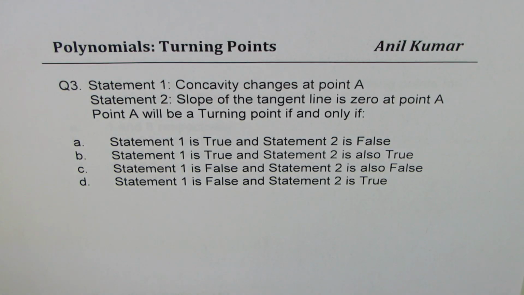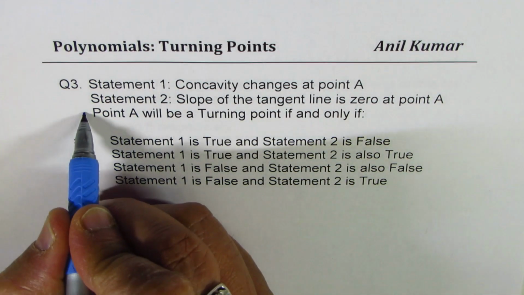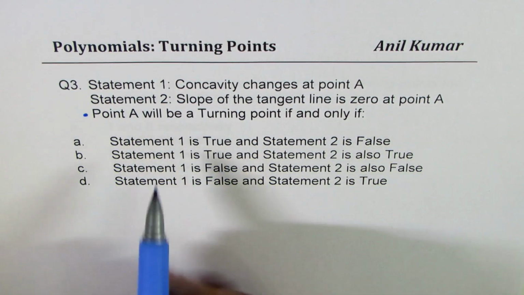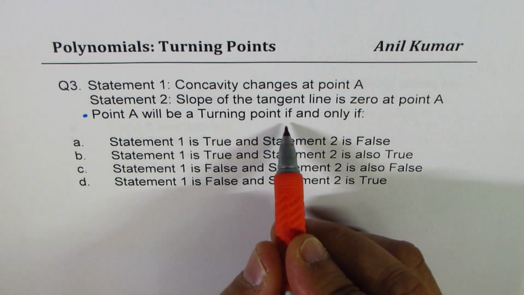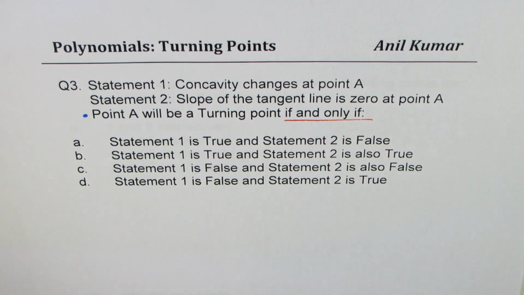Now these are tricky questions. I've actually combined both of them in question number 3. Statement 1: concavity changes at point A. Statement 2: the slope of the tangent line is 0 at point A. Now the question here is, point A will be a turning point if and only if which statement is true out of these 4. That's a very tricky question. I'd like you to sketch and verify.